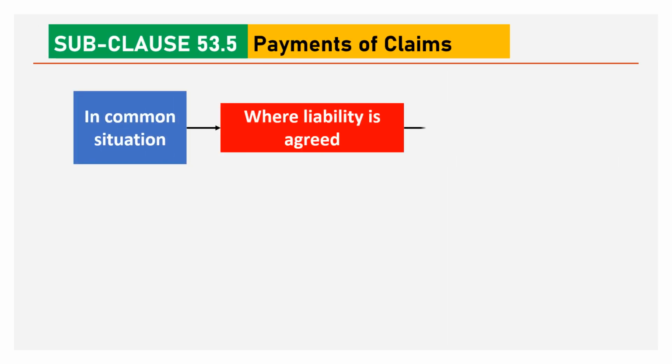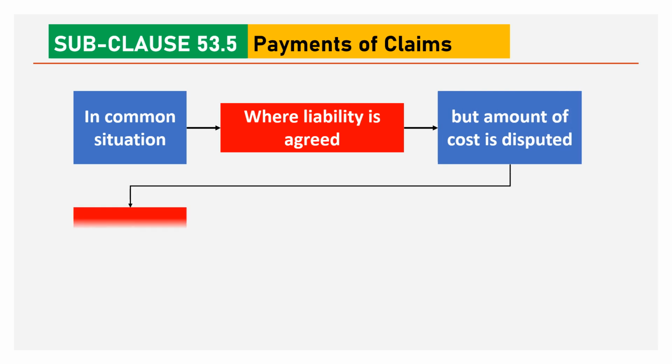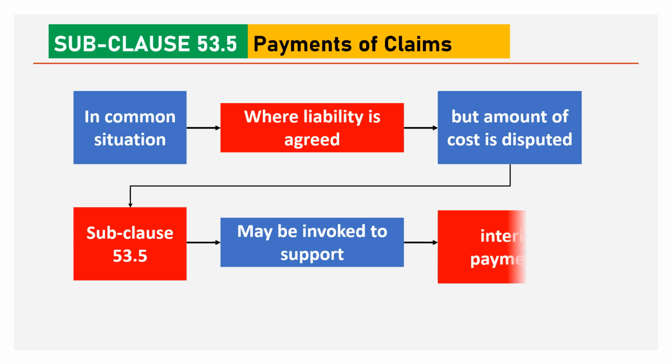In a common situation where liability is agreed but the amount of claim is not agreed, this subclass 53.5 may be invoked to support interim payments. So if the amount of claim is disputed, however liability is agreed, this clause may be used for interim payments.